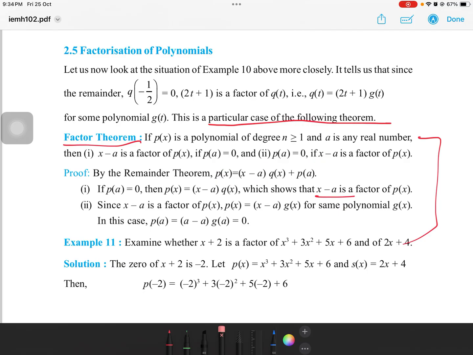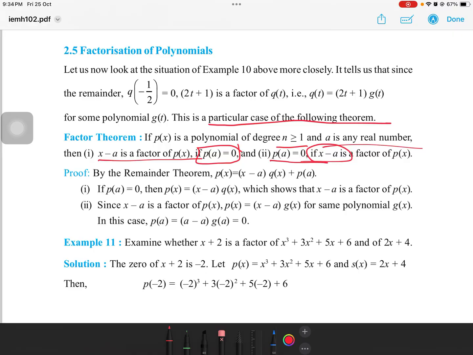Alright, now let's do it from the beginning. I thought that by just saying the proof you would understand. If p of x is a polynomial of degree greater than or equal to 1 and a is any real number, then x minus a is a factor of p of x if p of a is equal to 0. It's very obvious.